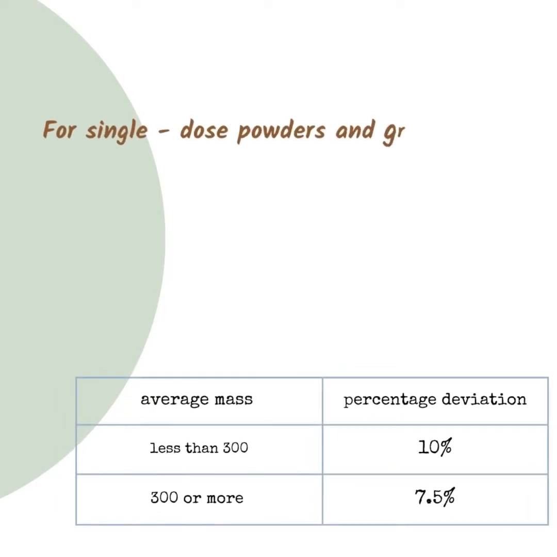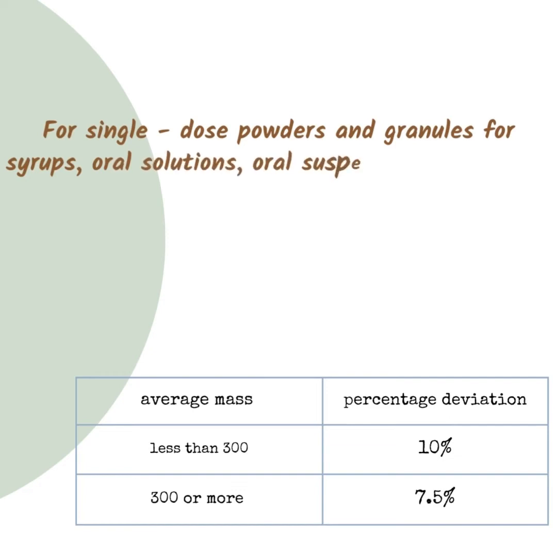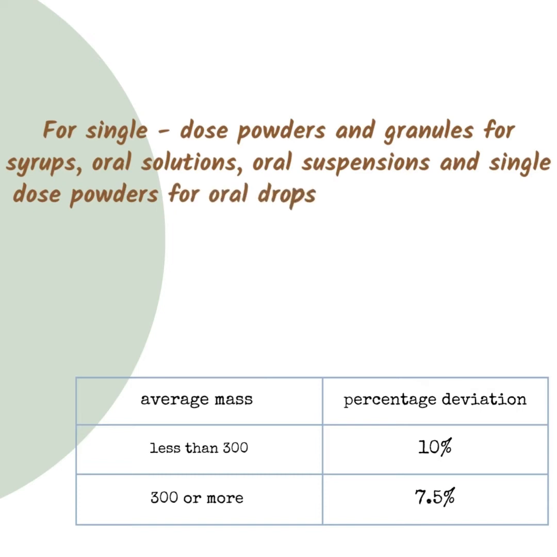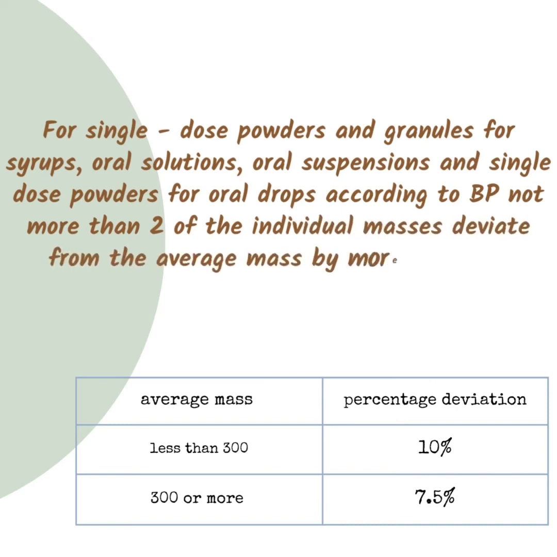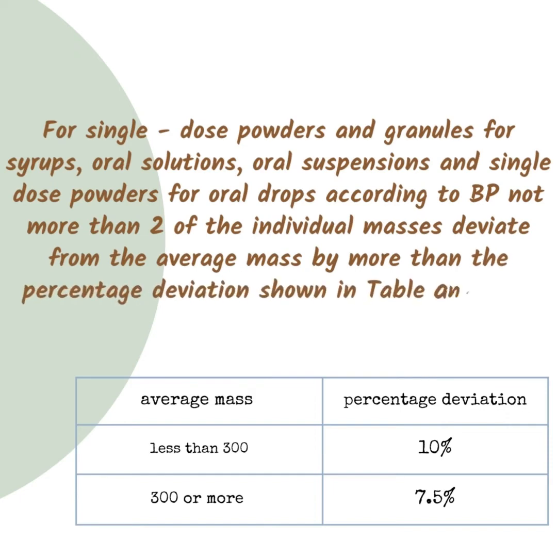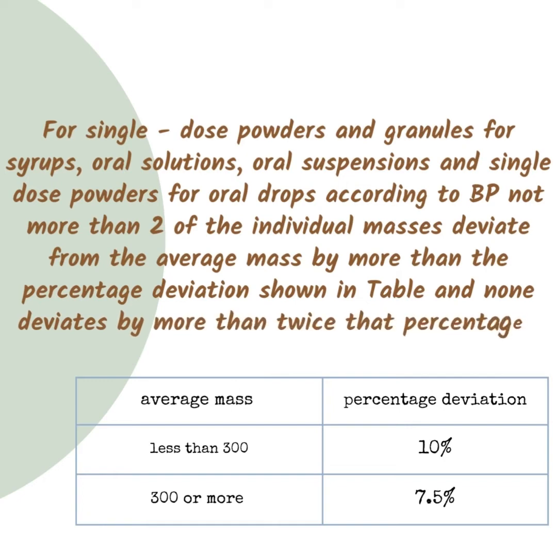For single dose powder and granules for syrup, oral solution, oral suspension, and single dose powder for oral drops, according to the pharmacopoeia, not more than 2 of the individual masses deviate from the average mass by more than the percentage deviation shown in the table, and none deviate by more than twice that percentage. If the average mass is less than 300, the percentage deviation is 10%. If the average mass is 300 or more, the percentage deviation is 7.5%.